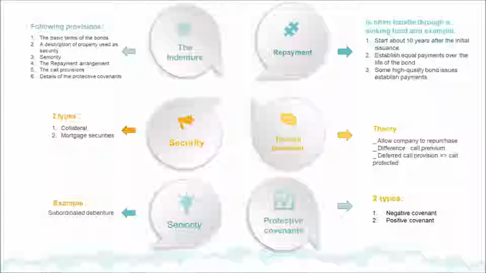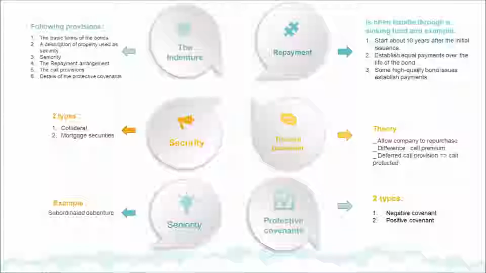Covered bonds are usually K-label. The difference between the call price and the state value is the call premium, and we have a default call provision. During the period of prohibition, the bond is said to be call protected.